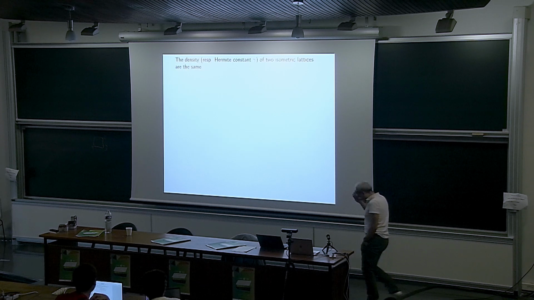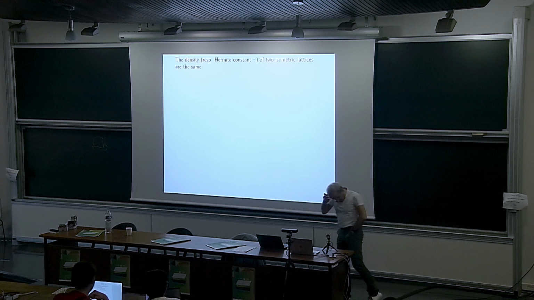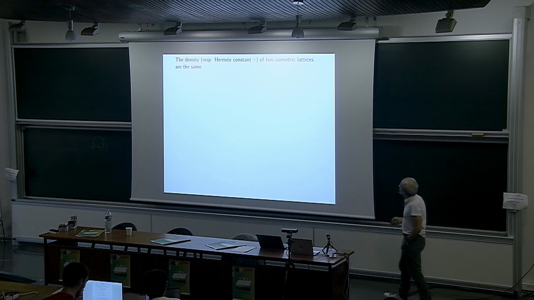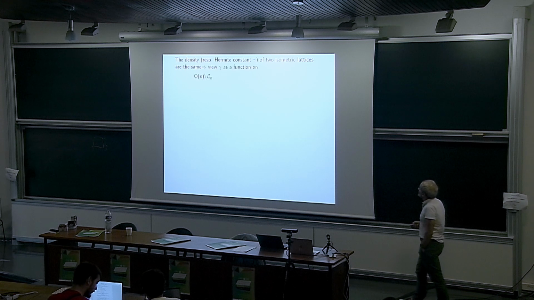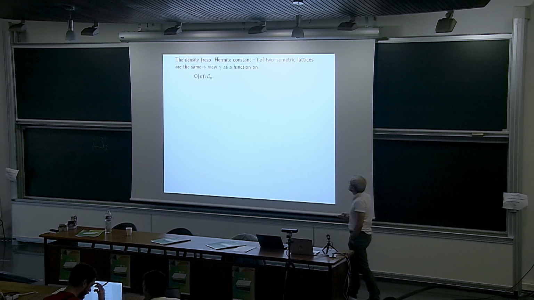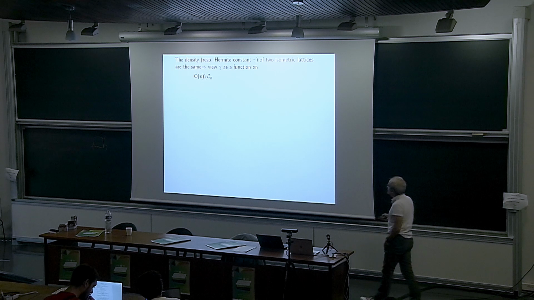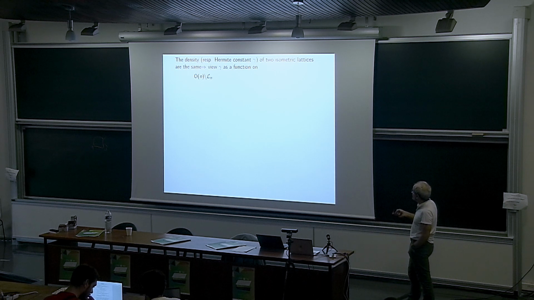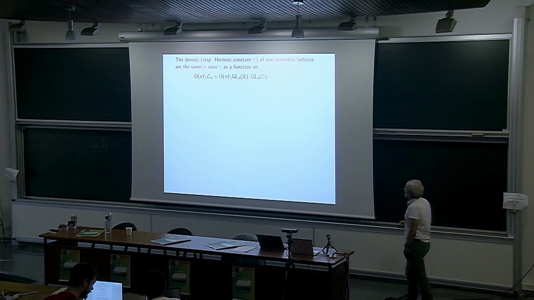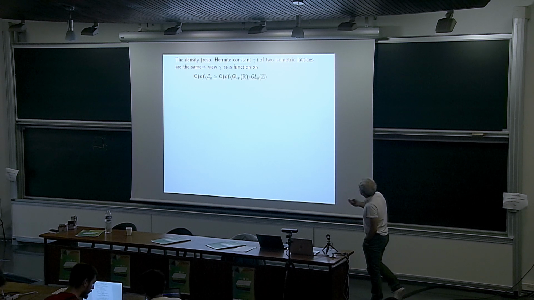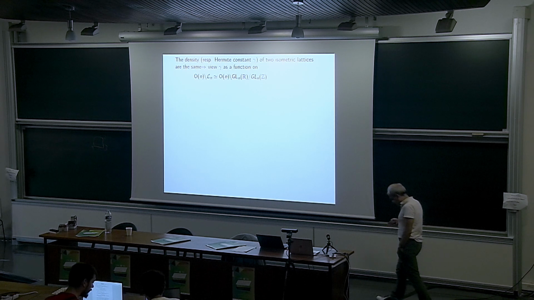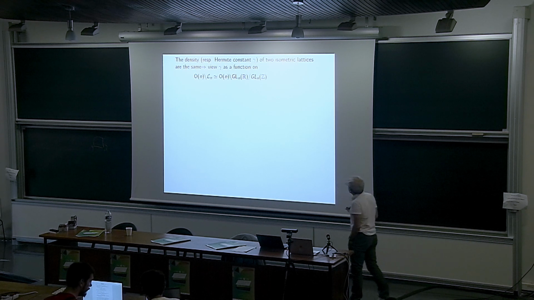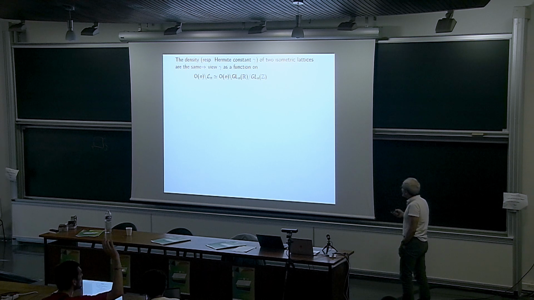And as I already mentioned, the density of two isometric lattices are the same, of course, which allows us to view the density on the set Ln modulo the orthogonal group. And the set Ln itself can be viewed as a homogeneous space in that way.